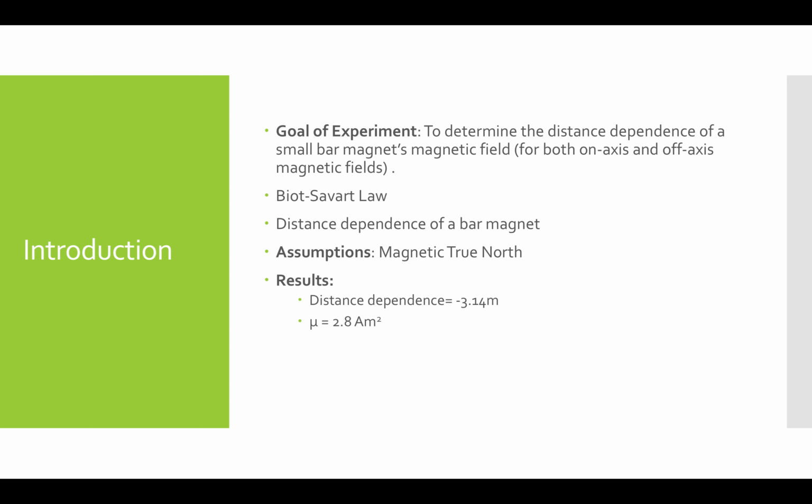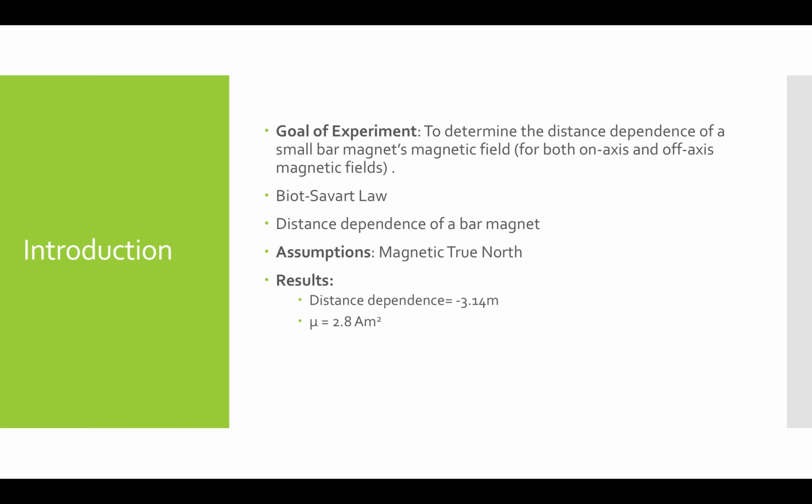Just to start off, the goal of this experiment was to determine the distance dependence of a small bar magnet's magnetic field both on and off axis. To do this, we needed to use the Biot-Savart law and the distance dependence of a bar magnet. By manipulating those two equations and solving for different variables, you're able to find what mu is.